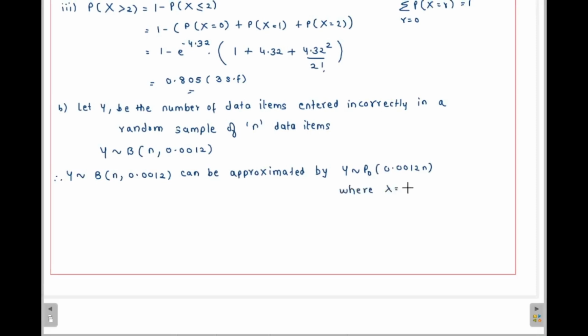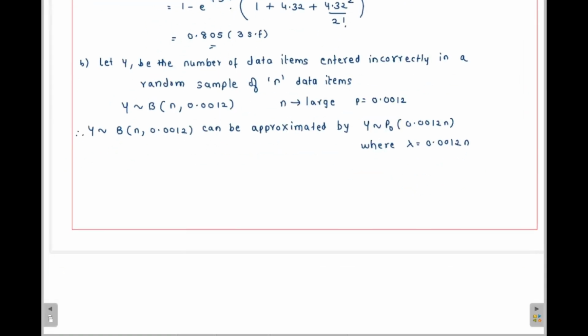where lambda is in fact 0.0012 n. Why am I able to approximate this? Because n is very large here, and p is a very small value. If you see 0.0012, we can assume that n into p is going to be less than 5 and n has to be greater than 50, as they have already said that n is large.